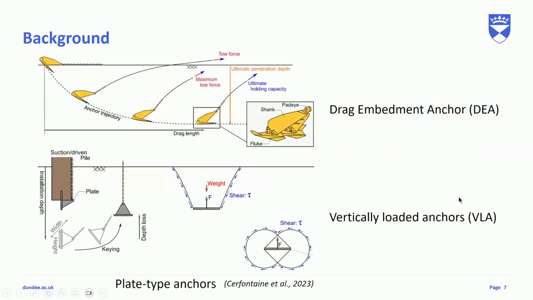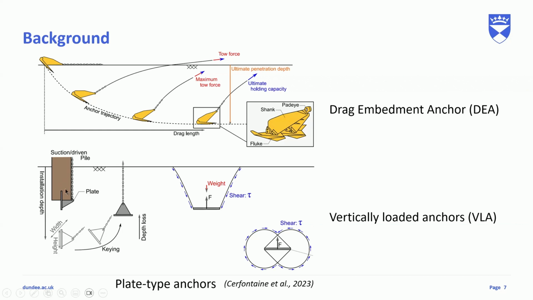And the third one is the plate tab anchor. Generally, we have two types. One is the drag embedment anchor. This is very straightforward. We just put the anchor onto the seabed and apply tow force, and the anchor will follow the trajectory like this one, go deeper, reaching the ultimate penetration depth, and then it can provide horizontal and also vertical resistance. And the other one is a vertically loaded anchor. We also call it VLA.